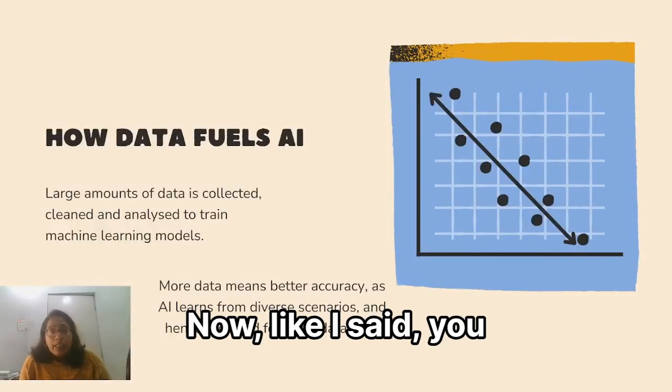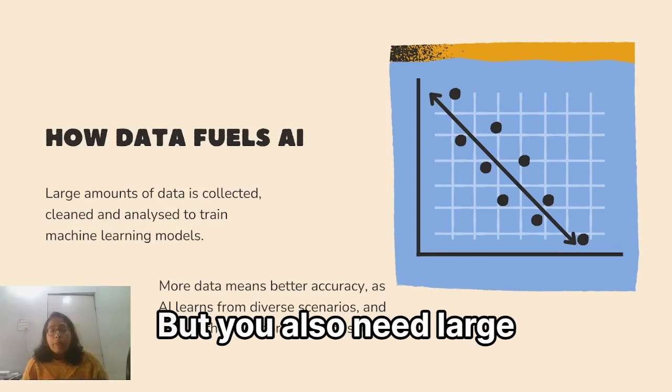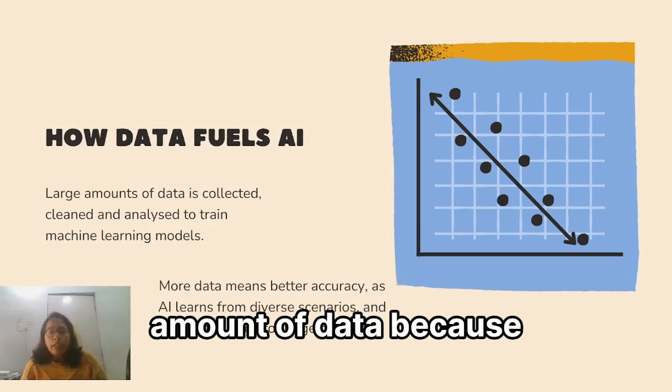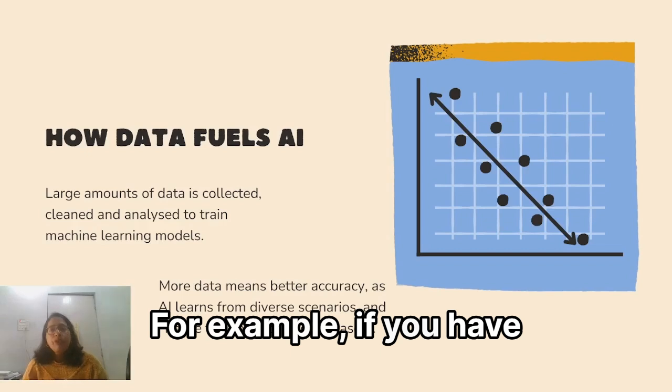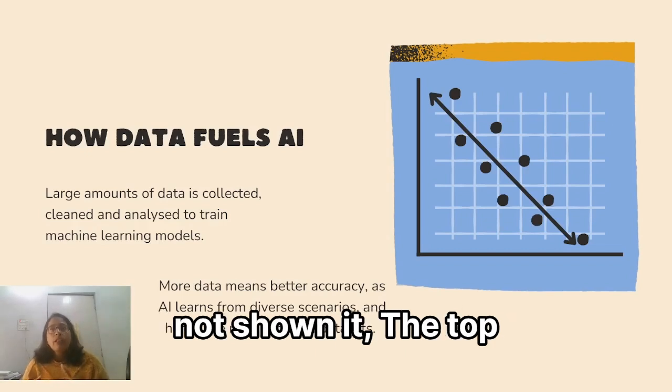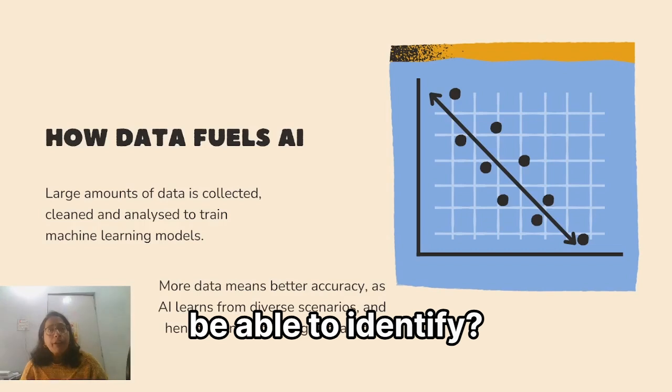Now, like I said, you need a large amount of data for accuracy, but you also need a larger amount of data because AI learns better from diverse scenarios. For example, if you have not shown it the top view of a strawberry and then suddenly you show it, will it be able to identify?